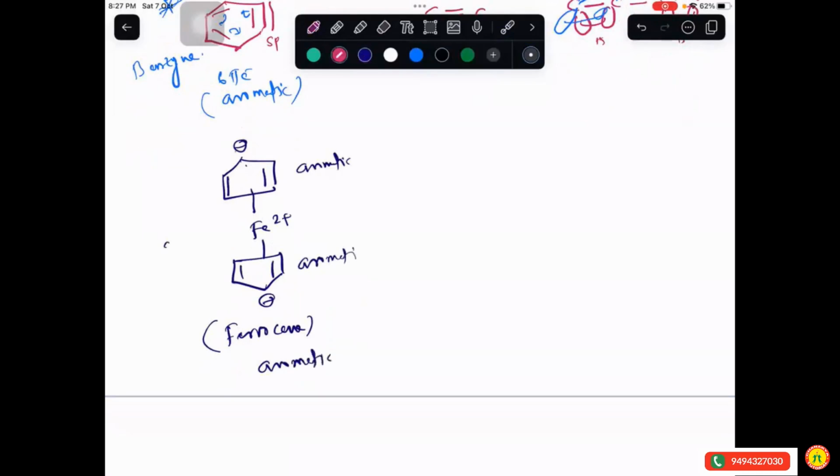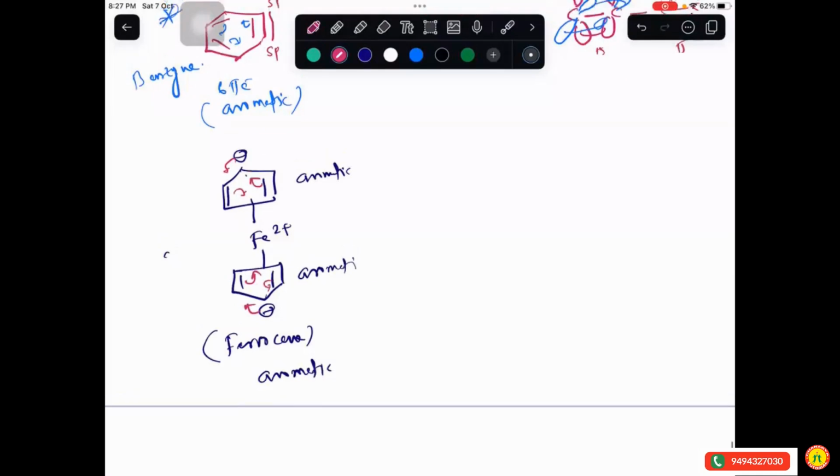See, here the orbital is participating, this is shifting, and this is shifting, alternately. Now all are in conjugation, that's why it is aromatic, right? Very, very important this one. Next, one more molecule, a very important molecule, a frequently asked molecule.